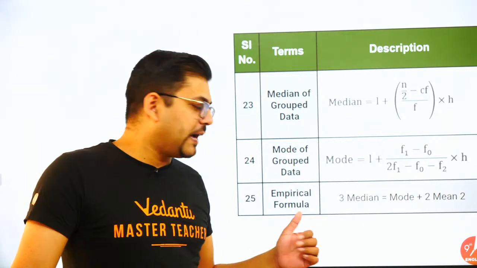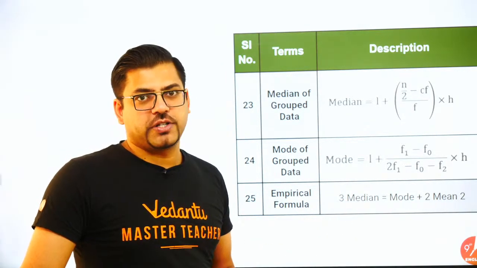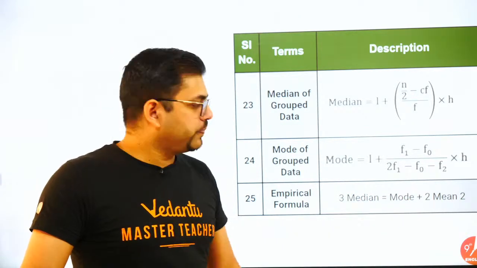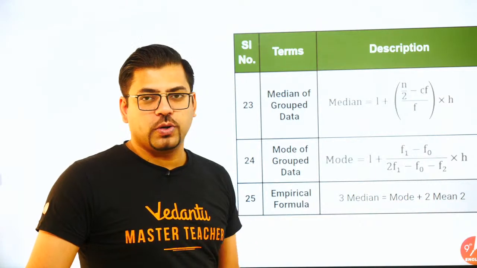यहाँ तक सबको समझ में आया? And this is the final empirical formula which even Padma was saying right now. 3 median equals mode plus 2 mean. This 2 is there, so don't just ignore it.